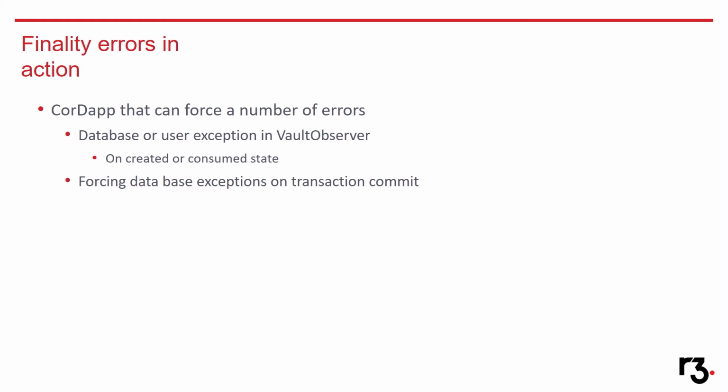And to do this, I've written a Corda app that does all the things you really shouldn't do in a Corda app. I can throw errors in the most inconvenient places. It can throw database exceptions in the Vault service. It can throw user exceptions in the Vault service on storing a created state or storing a consumed state, all combinations. And because I purposely made the database schema and the state not agree completely, it can also just blow up on actually committing the transaction to the database. All things you really shouldn't do in real Corda apps, but interesting to see what happens and how we handle these errors.